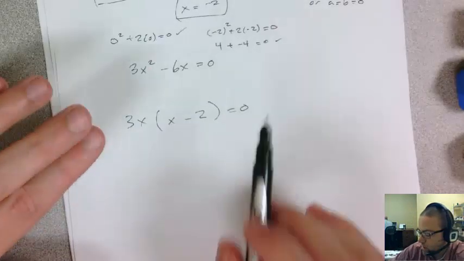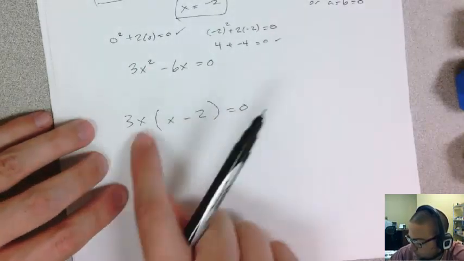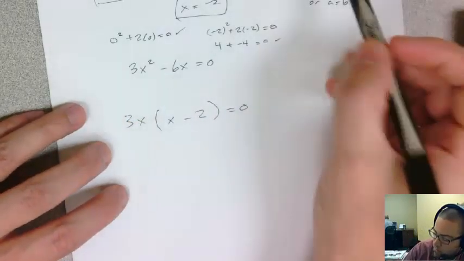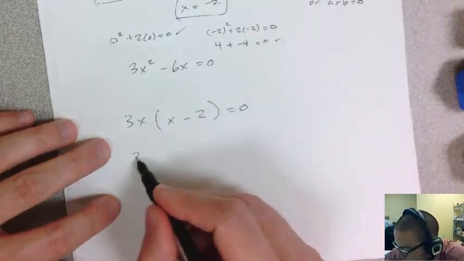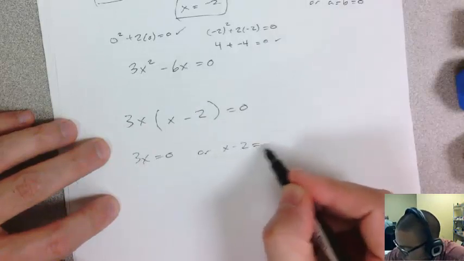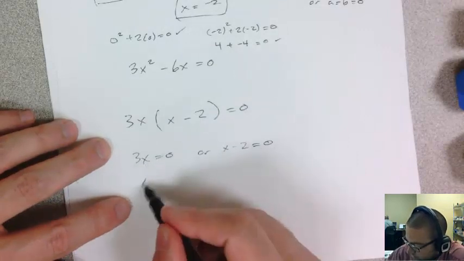Okay, so now, again, I'm just going to figure out what values make this equal to 0 and this equal to 0, because those will be the solutions according to the zero product property, ZPP. So 3x could equal 0, or x minus 2 could equal 0. Okay, so this just tells me that x is equal to 0.